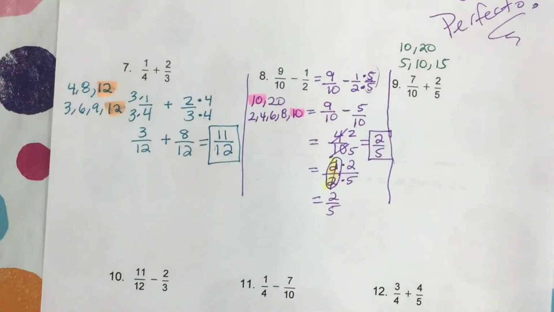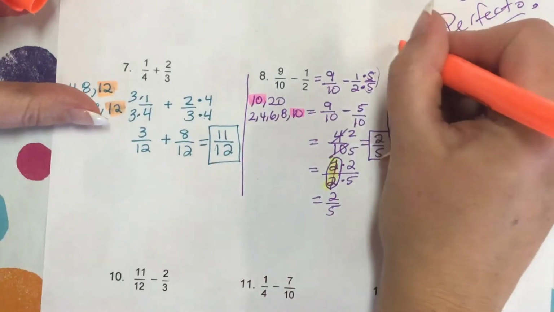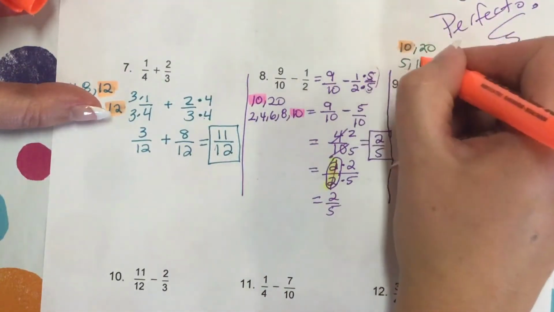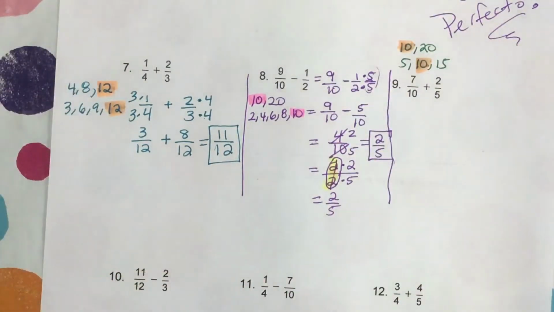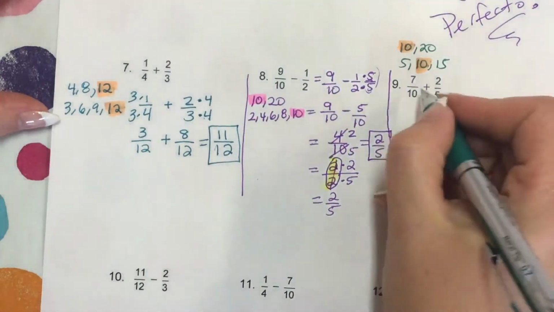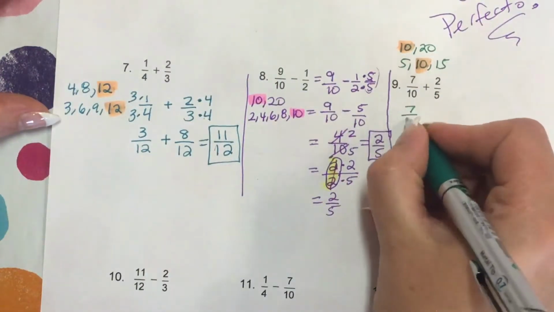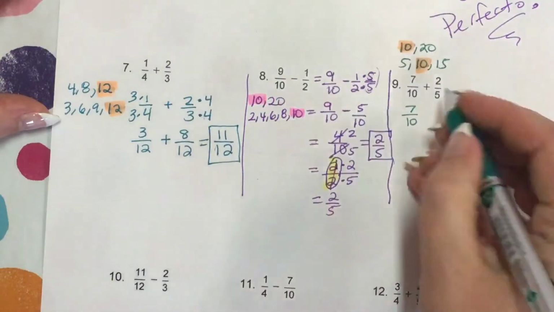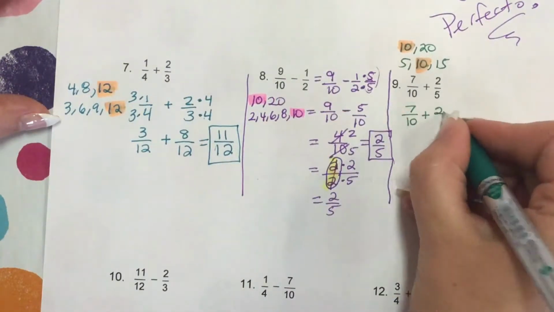Do you see it? Yes, they have a common multiple of 10, and it's the least common multiple. So boom, that's what our common denominator needs to be. Which is great because I can just leave this as 7/10. It's already a 10. That means I'd have to do nothing to it, which I love.